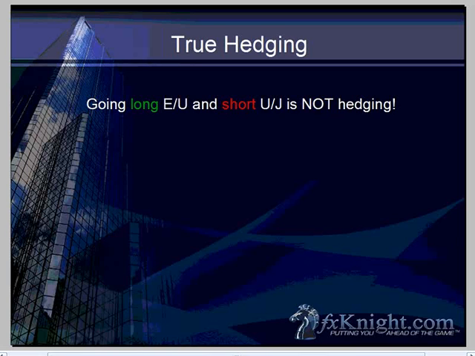Let me talk a little bit about true hedging and what it means. Going long on the Euro USD and going short on the dollar yen is not hedging. Those pairs are not guaranteed to always move in opposite directions. The thing about two-way correlations is they work until they break down. But they never warn you ahead of time when they're going to break down.